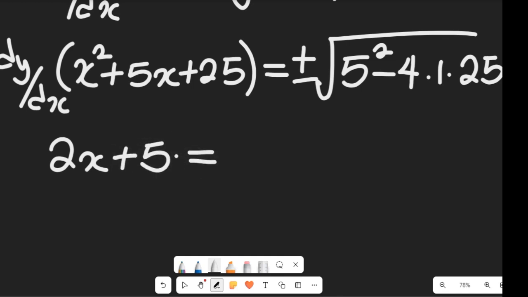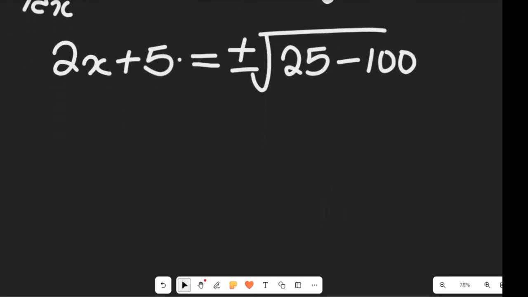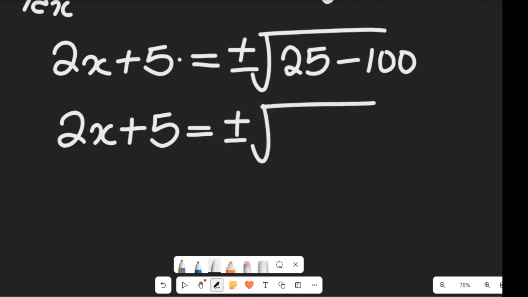And this will be equal to plus or minus the square root of 5 squared is going to give us 25, minus 4 times 25 is going to give us 100, right? Good. So if we have that expression, we'll simplify for that. To simplify for that, we'll have this, 2x plus 5, equal to plus or minus the square root of 25 minus 100 is going to give us a negative 75.